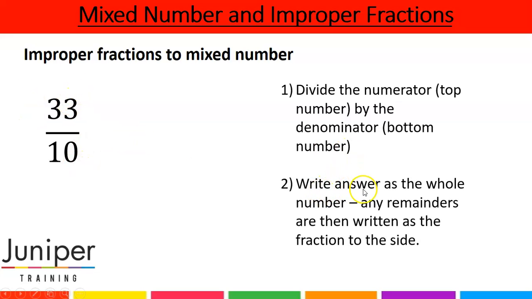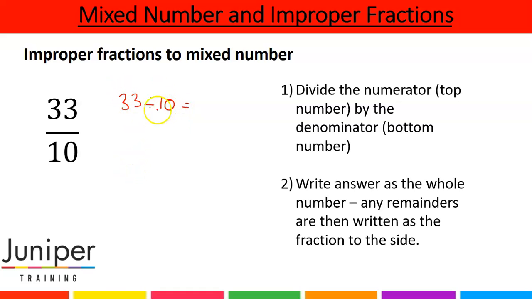Then you write the answer as the whole number with any remainders written as the fraction to the side, which sounds a bit complicated. So let's have a look. 33 divided by 10. Now, if you do this on a calculator, you're going to get decimal point answers. For this sort of question, I would expect it to be on the non-calculator paper. So I would be saying to myself, how many 10s fit into 33?